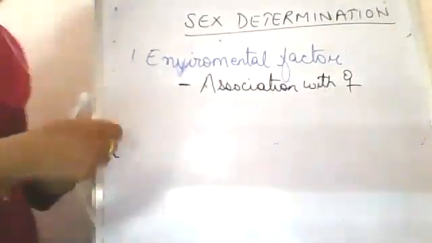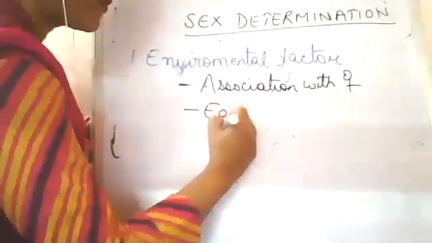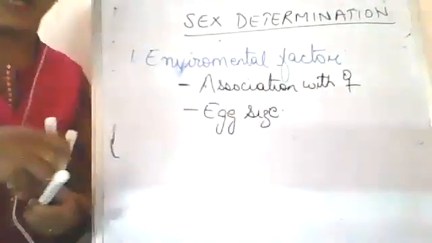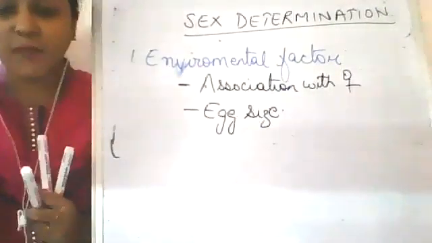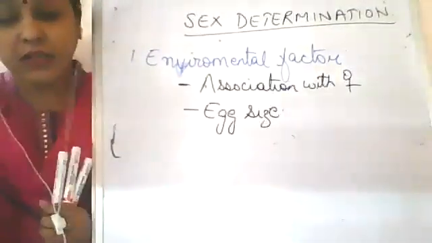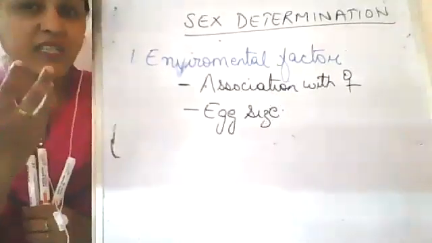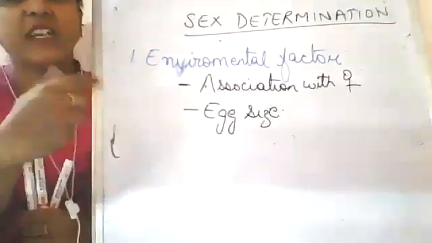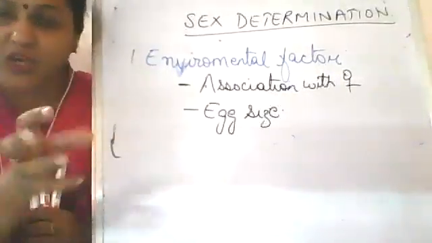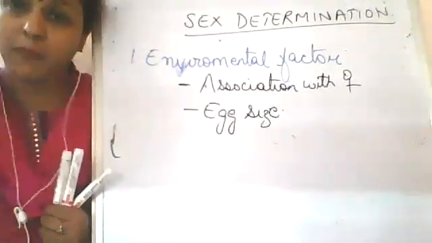Okay, the second is the egg size. So what do you mean by egg size? This occurs in some animals like some sea worms. What happens in case of sea worms? If the size of the egg is bigger, it develops into a female child. And if the size of the egg is smaller, it has less amount of nutrients stored inside it, and it develops into a male child.